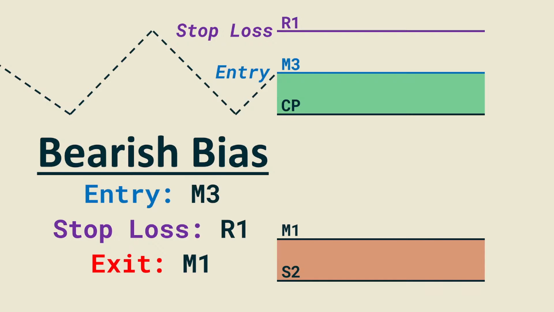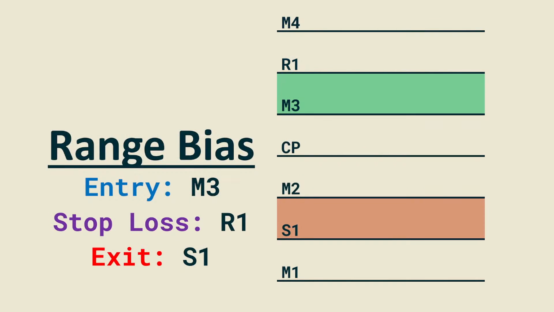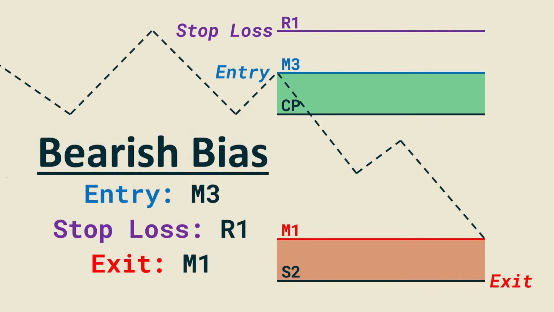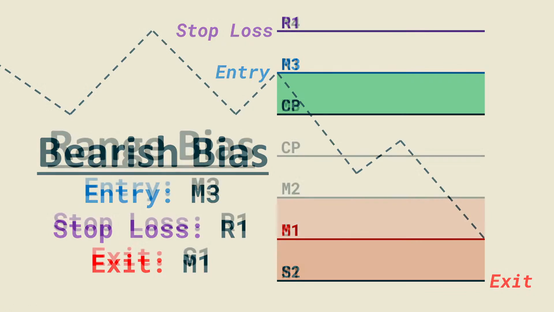Anywho, when you're a bear, your most conservative basic entry is going to be here at M3 with your stop loss at R1. And as you start to move down, once you actually get a bearish move in your price, if you are correct on your bias, you're going to hit M1 as your first exit. And then going back real quick here, it's the exact same thing if you were to be a bear.